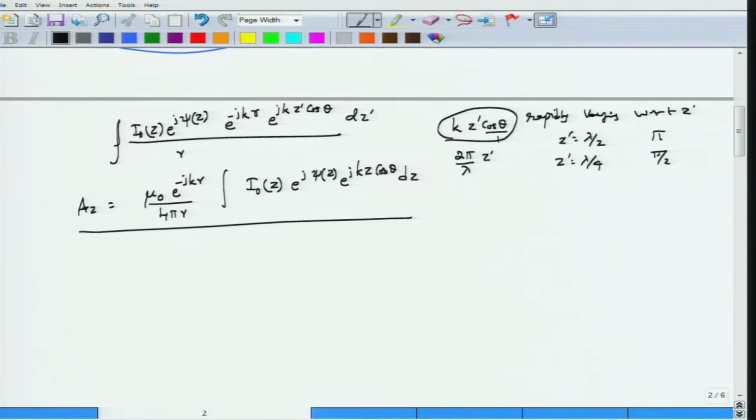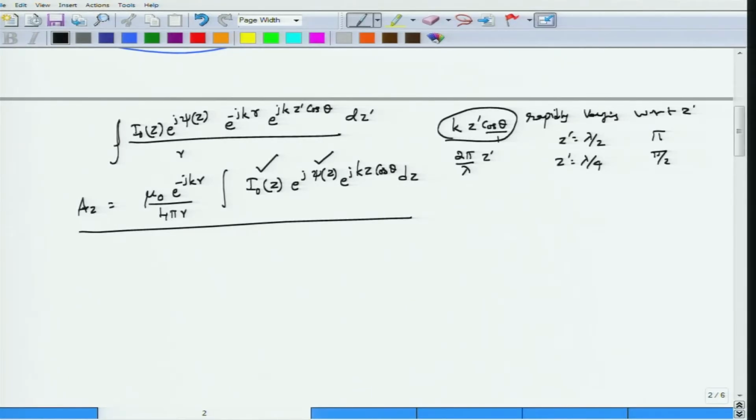There is no problem with this term, mu 0 e power minus j k r by 4 pi r. There is absolutely no problem with this term. However, if you want to further evaluate this, I need to know what this I 0 of z would be and what this psi of z would be. Assuming that k is known, because I know the wavelength at which I am exciting the antenna, and everything else is known, because theta is related to the direction in which I am standing in order to find the electric field and magnetic field.